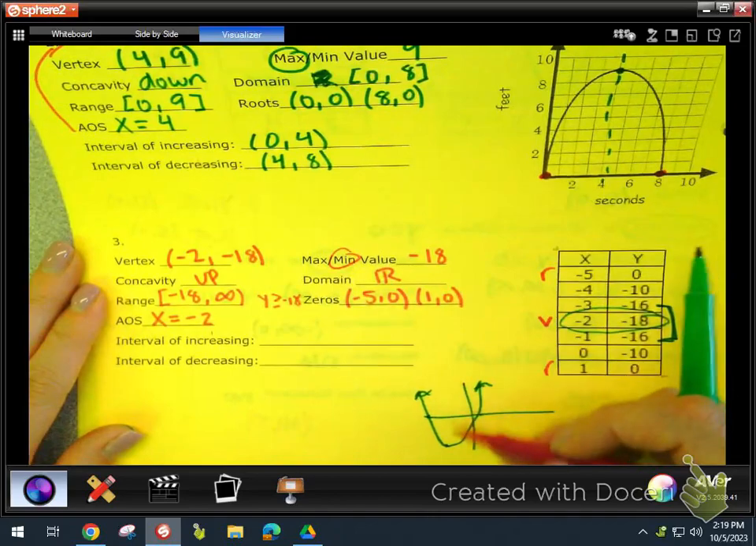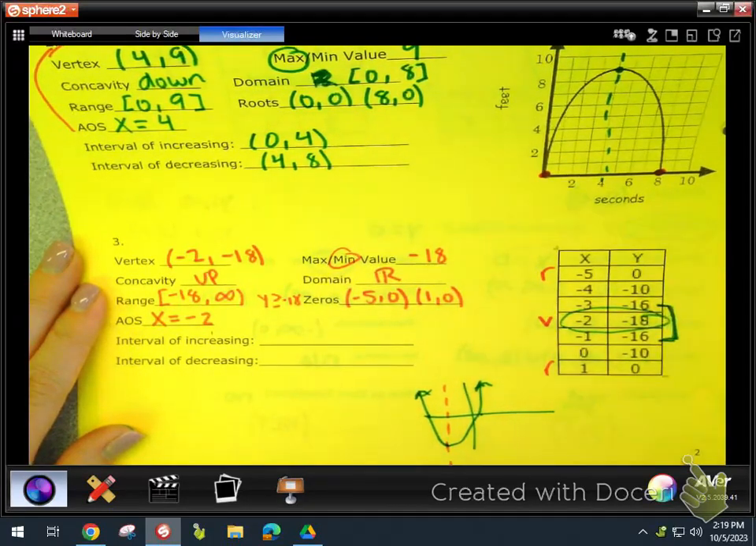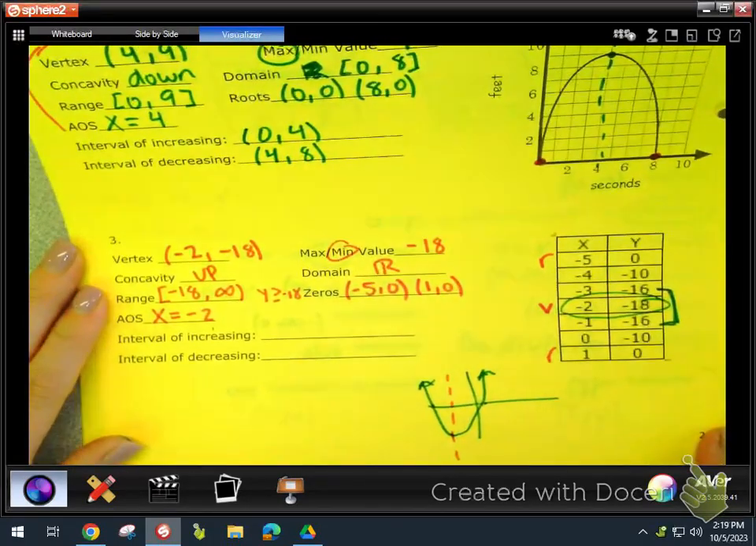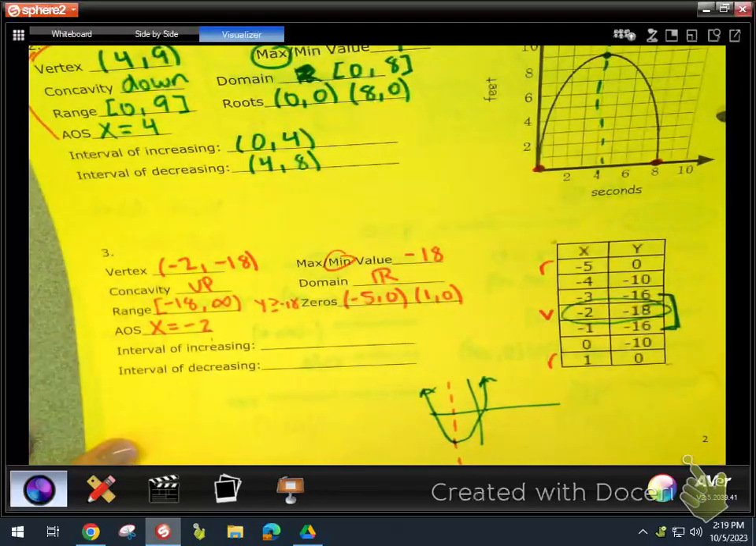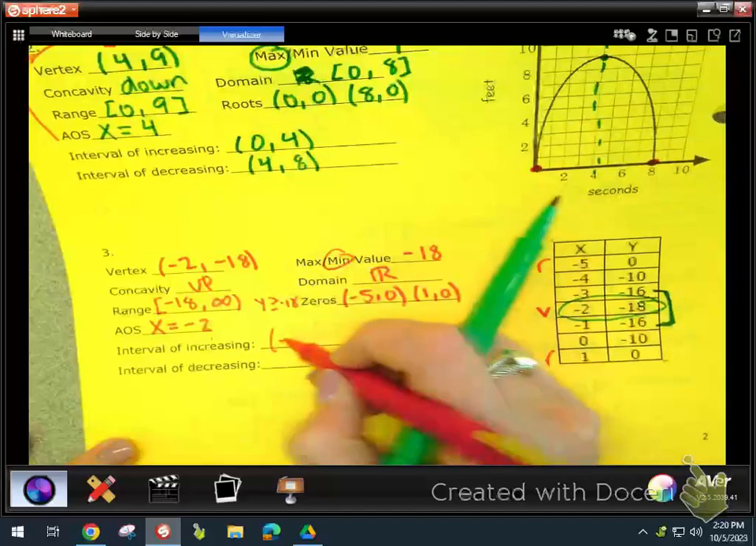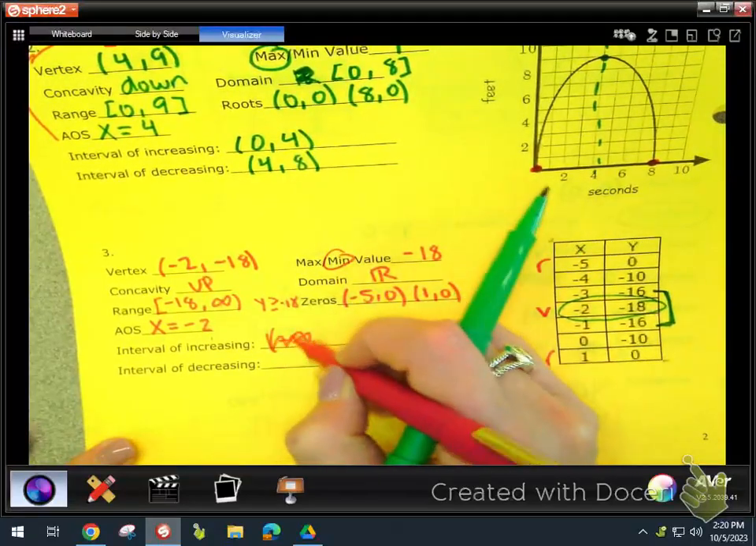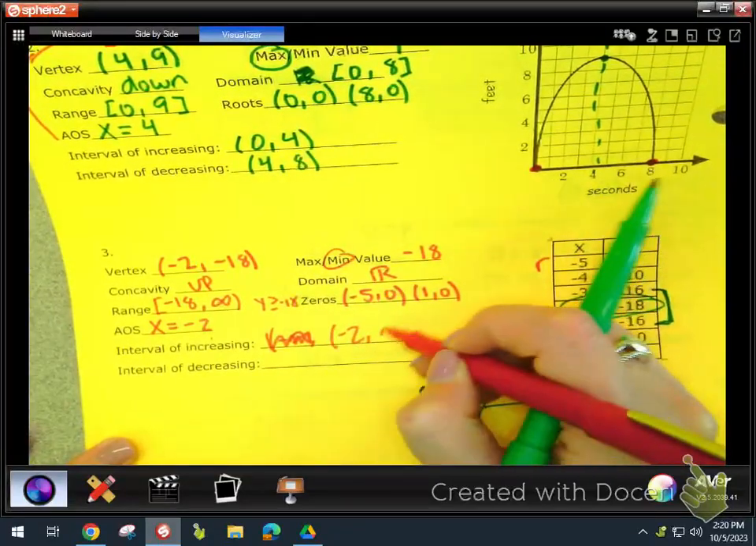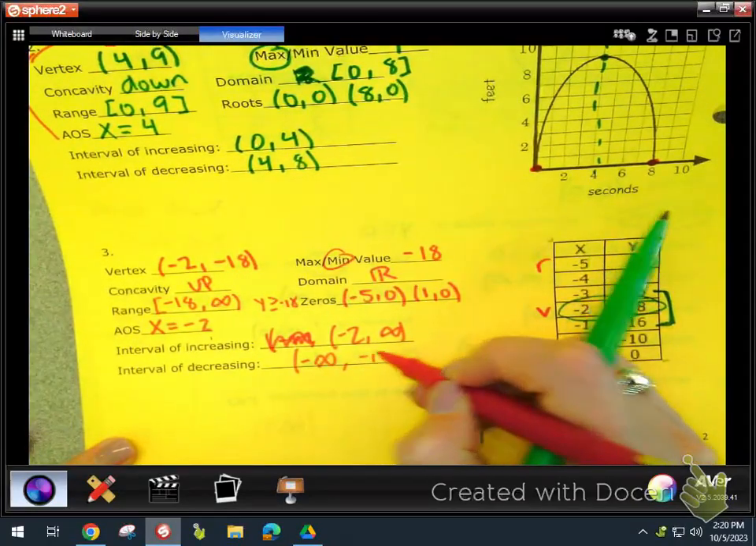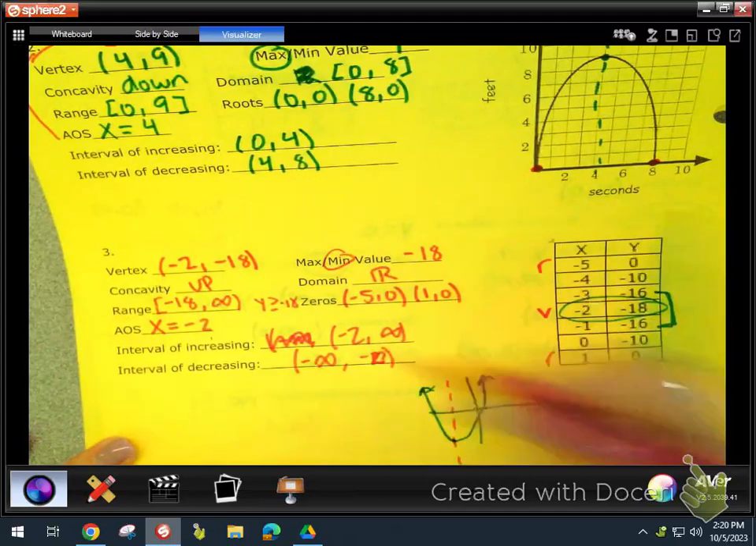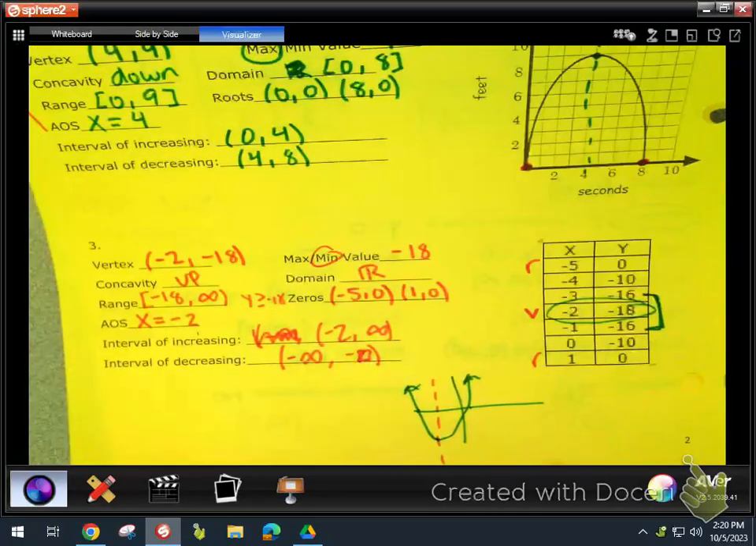Increase, decrease, what is going to be the point that you change? Negative 2. Okay, because that's the x value of the vertex. So we're increasing from negative 2 to infinity. Decreasing negative infinity to negative 2.